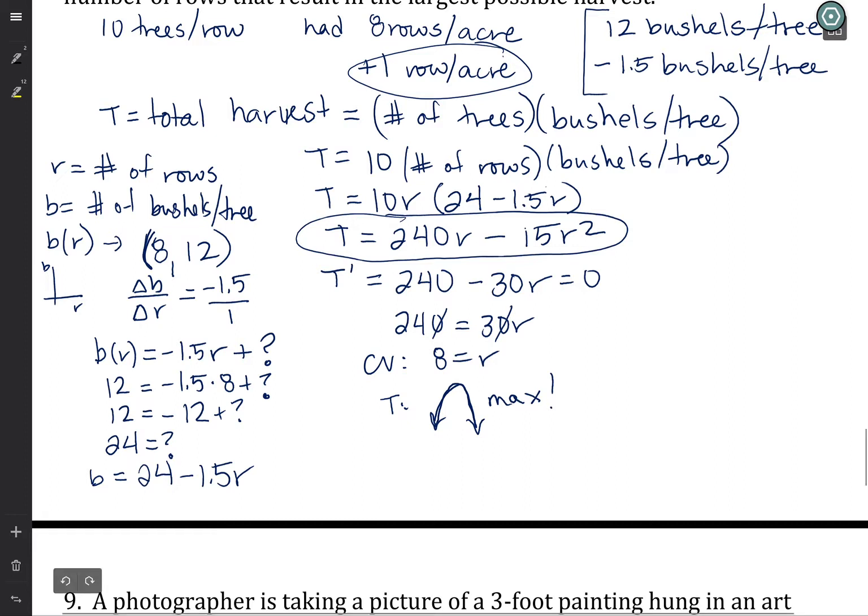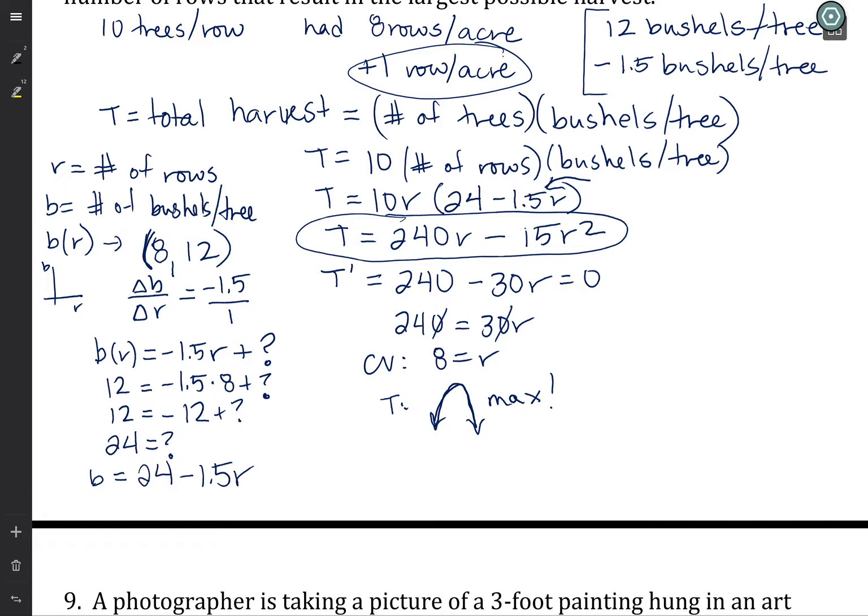And then maybe the best way to get the maximum here would be to figure out when you get 0 bushels per tree. Otherwise, you could do a limit as r goes to infinity. So I don't even know what that is. 3/2, 2/3, 48 over 3, 16. I think at 16 rows, we get 0 bushels per tree. Oh yeah, that makes sense because we lose 1.5 per row.